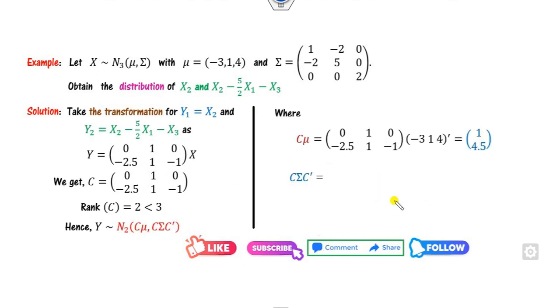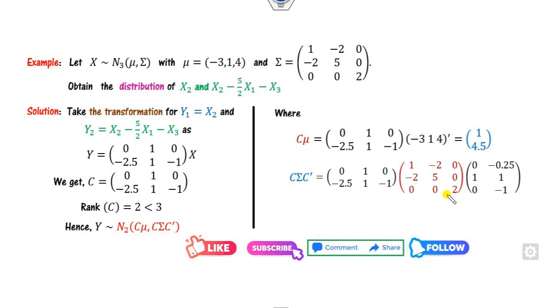Now I can find the value of C nu. C is here, mu is minus 3, 1, 4. So if you multiply them, you can see if you multiply the first row with the elements, you will get here. Similarly, for this case, 1, 1, minus 1, 0. This I can write here and then the transpose.